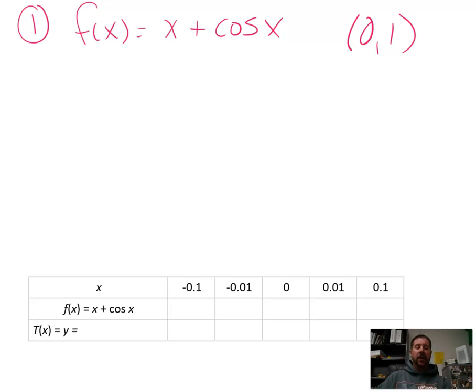That's kind of what we're going to do here, is we're going to write the tangent line of this function at 0, 1. And then we're going to use it to approximate some values and see how close they are to the real function.